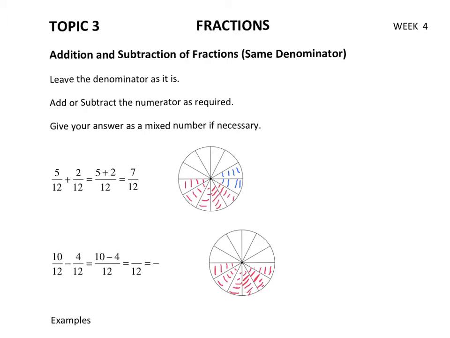So the rule is the same. The denominator stays as it is and will be 12, and just perform the operation on the numerators. 10 minus 4 is 6, so we've got 6/12. Now with this one we can simplify the answer because 6 is a factor of 6 and 12, so we can divide 6 by 6 to get 1 and divide 12 by 6 to get an answer of 2. So half the circle is still shaded. As you can see, the equivalent fraction of a half out of 12 is 6 out of 12.